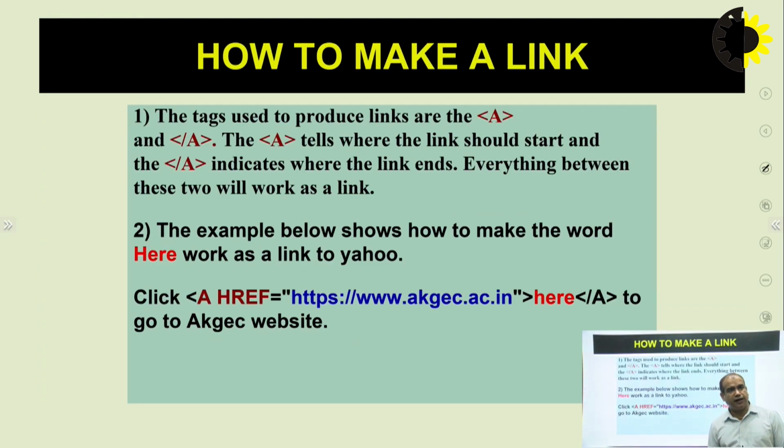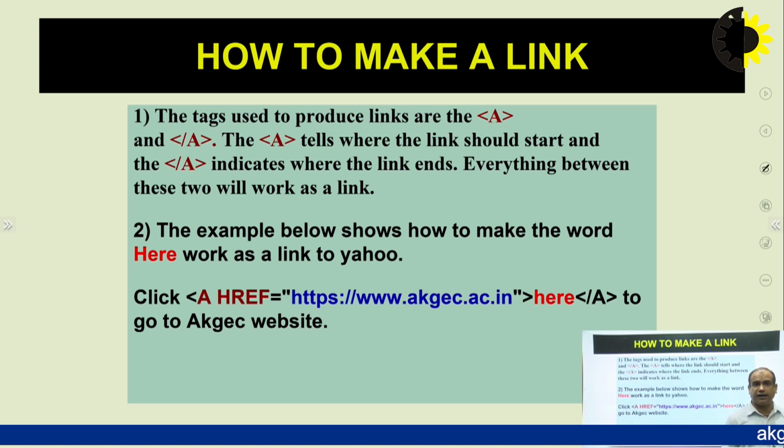So how do we create a link? For a link we use the a tag. A means anchor tag. The anchor tag is used to define a hyperlink. For a hyperlink we have certain attributes associated with the anchor tag. The first, important attribute is href. Hyper reference means any address or value will be given.